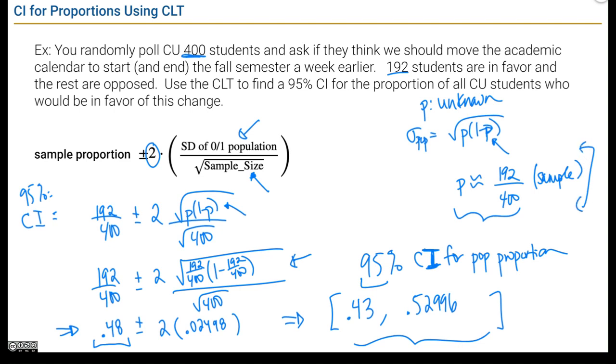In the next video, we're going to look at this idea of how we can determine sample size and what sample size we may need to get a level of accuracy to our satisfaction. So we'll look at how you design experiments using properties of the central limit theorem and proportions.